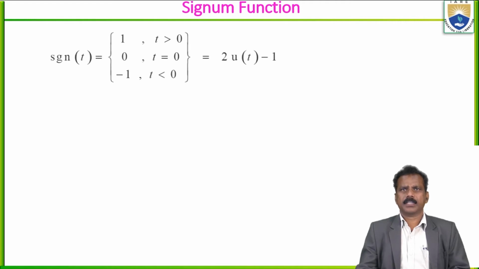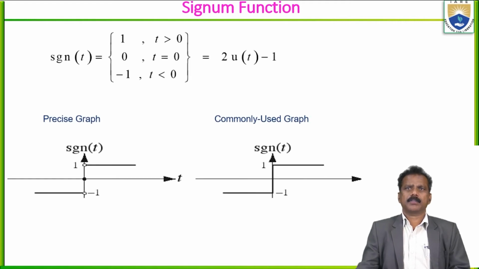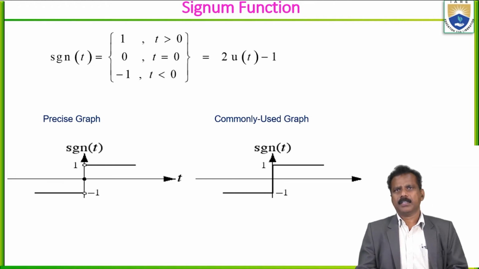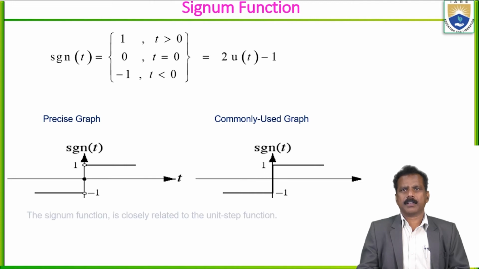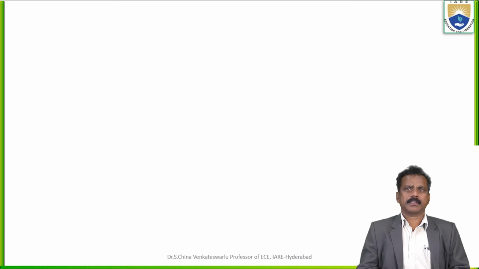Next, the signum function, which we have seen previously, and how it varies. Signum of t is equal to 2 times u of t minus 1. This is the precise graph and the commonly used graph. The signum function is closely related to the unit step function.